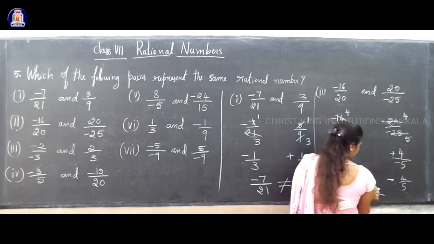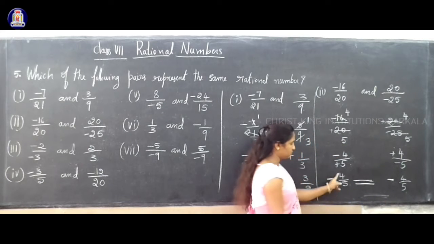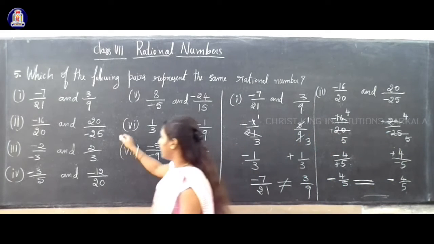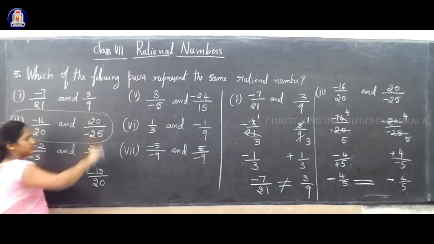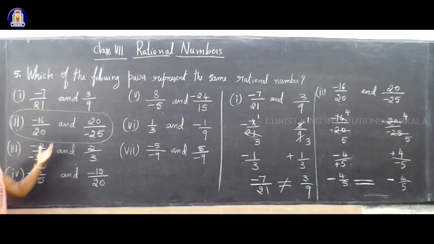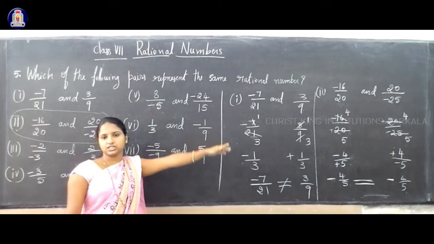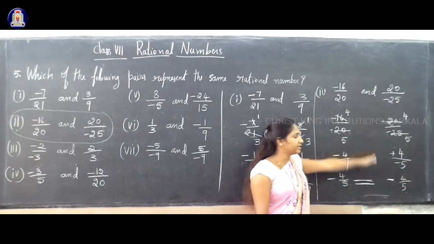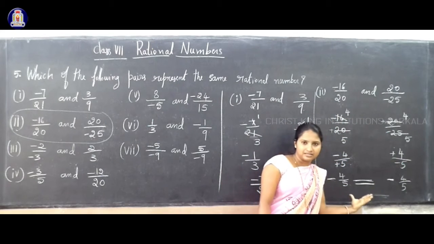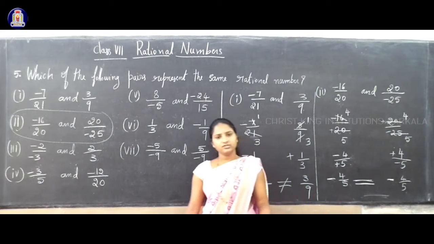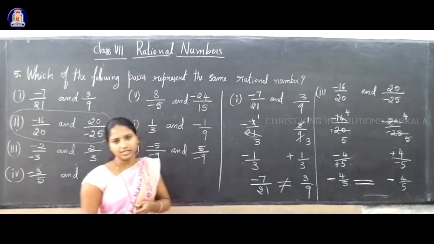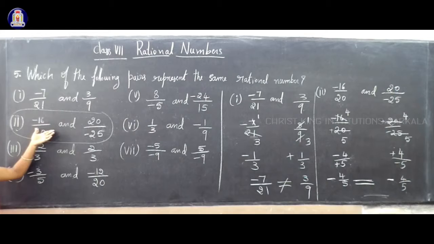So we can write equal. They are equal. Minus 4 by 5 is equal to minus 4 by 5. So therefore, we can say that the second pair of numbers are same, or the pair of numbers represent the same rational number. Clear? After simplifying 16 by 20 and 20 by minus 25, we get the same answer. That represents the same rational number. Clear?